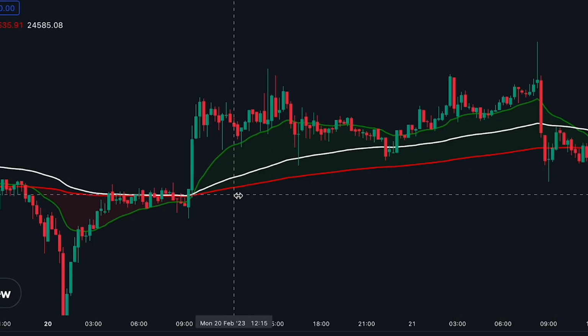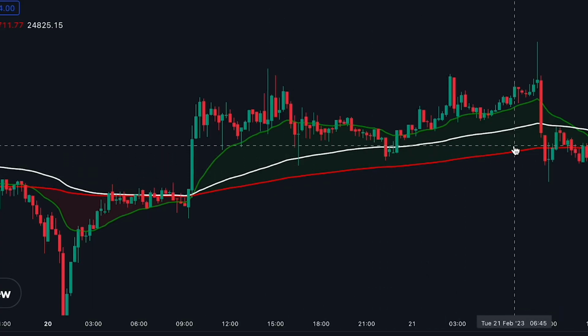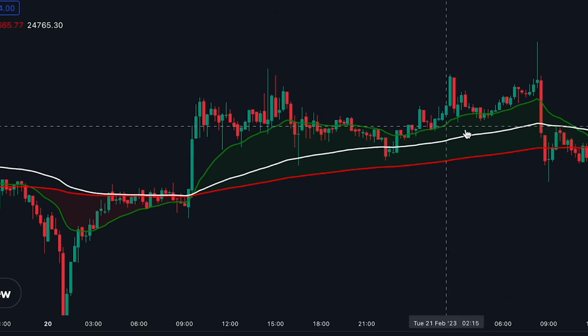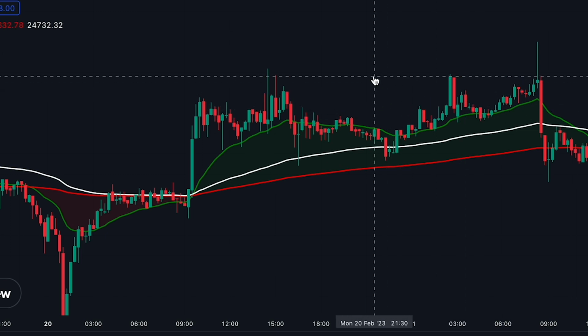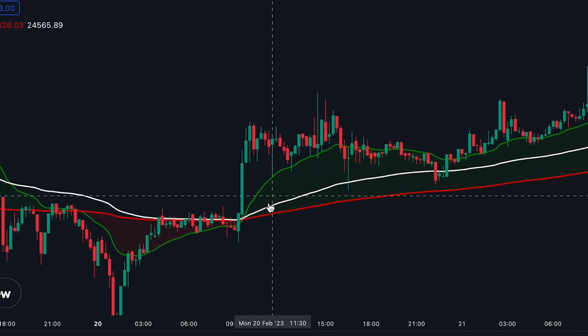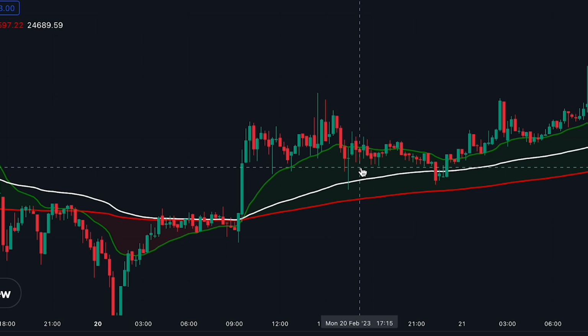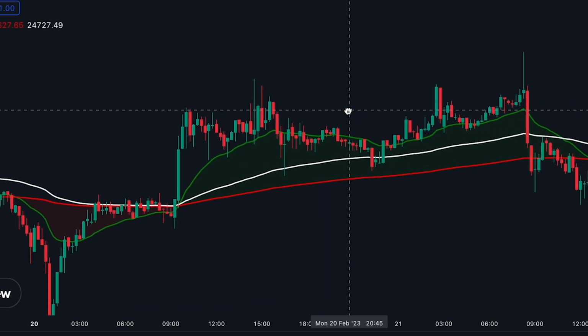3 exponential moving averages make up the indicator. The red line represents the 200-period EMA, the white line represents the 89-period EMA, and the green line represents the 21-period EMA. The primary purpose of the indicator is to determine the market trend.